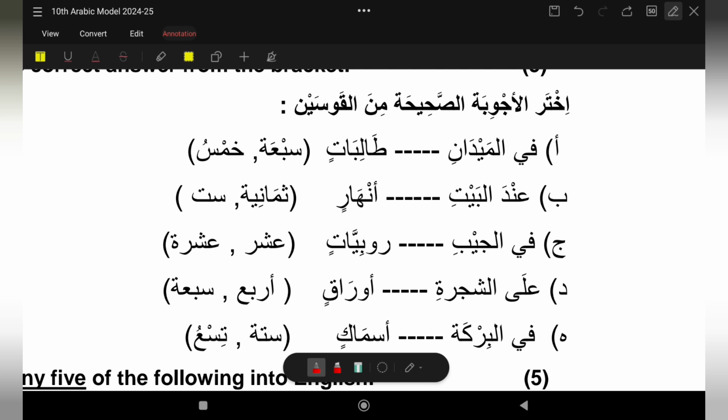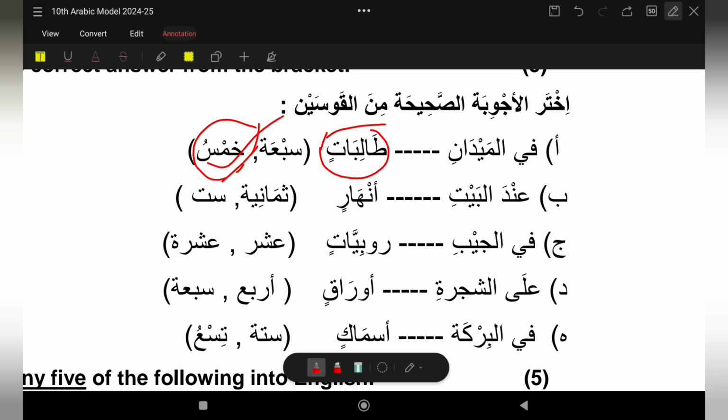Fil maidani talibat, it's muannas, female, right? We have to look into the ma'dud first. So that is muannas, so adad should be khamsu, because sabat is muannas. If the ma'dud is muannas, adad should be mudhakkar. So that is the answer.